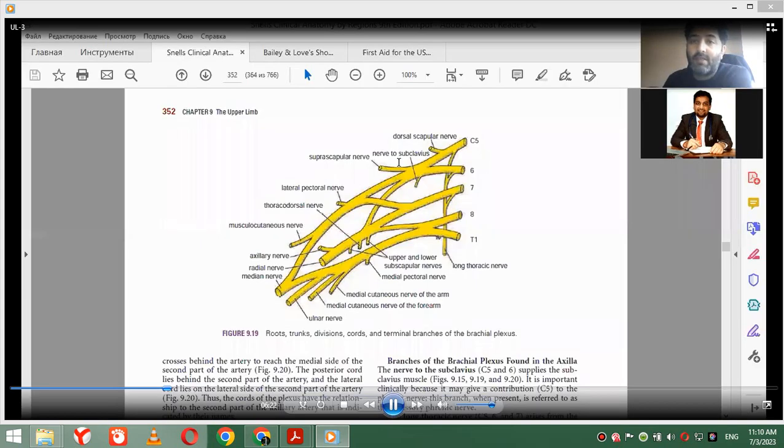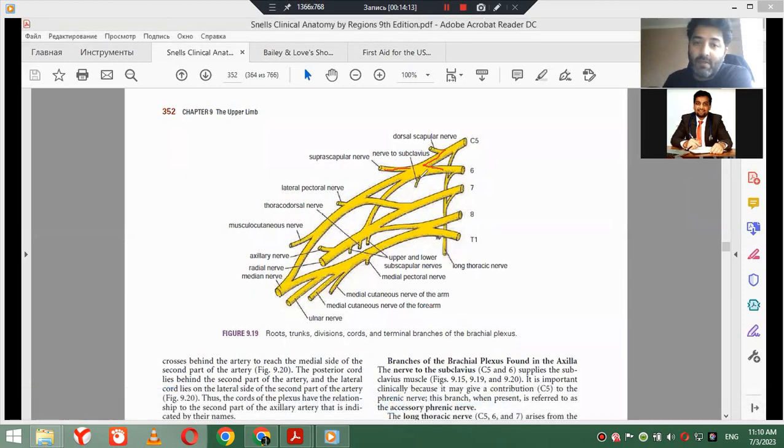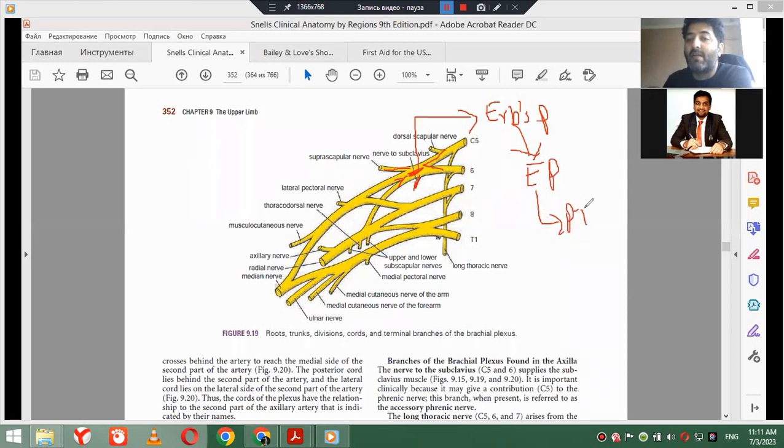So we said there, see here, C5 branch, C6 branch, then here the suprascapular nerve and the nerve to subclavius. See here, one, two, three, four, five, six. This point is known as Erb's point. Okay, and if this Erb's point is damaged, it results in Erb's palsy, and Erb's palsy is the policeman's tip hand. Okay, it is policeman's tip hand.